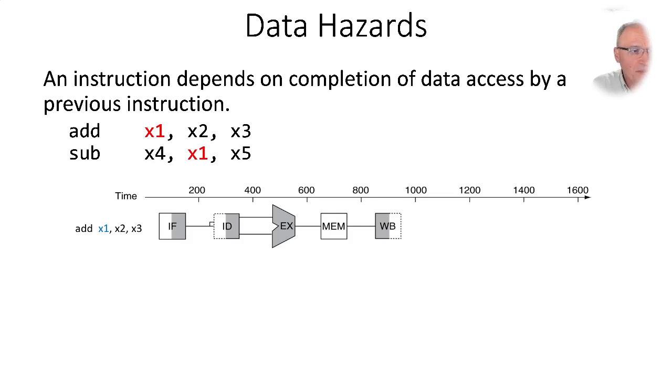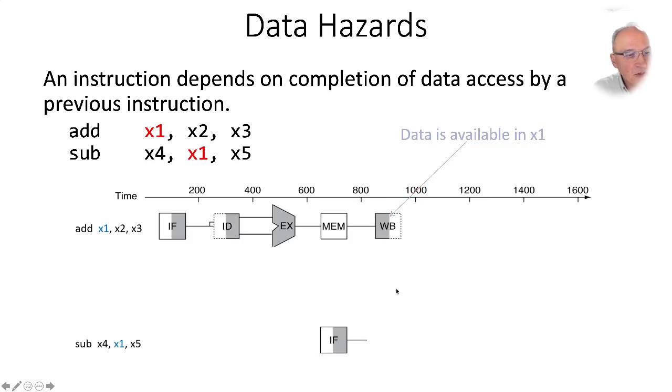So if I look in my pipeline, this will be the execution of my add instruction, and this is time going in this direction. So this will be after 200 picoseconds have passed, after 400 picoseconds, 600, 800, and 1000. So at the end of 1000 picoseconds, my add instruction is completed. But look at that, my sub instruction comes immediately after my add instruction. The data will be available from my add instruction at this point in time here.